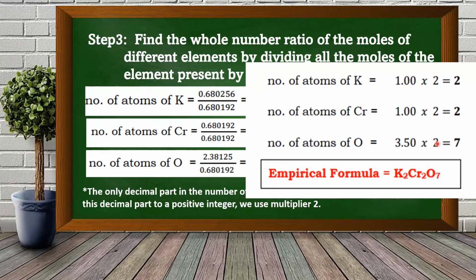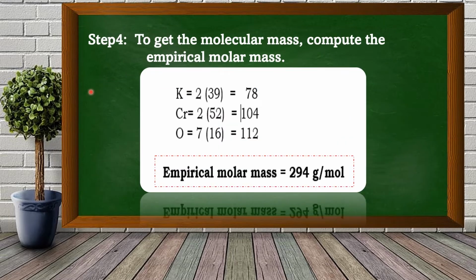These numbers will become the subscripts, and then the empirical formula would be K2Cr2O7. For step 4, to get the molecular mass, compute first for the empirical molar mass. In step 3, we have the empirical formula. You will just get its empirical molar mass. And the empirical molar mass is 294 grams per mole.